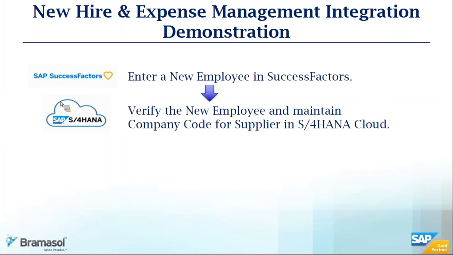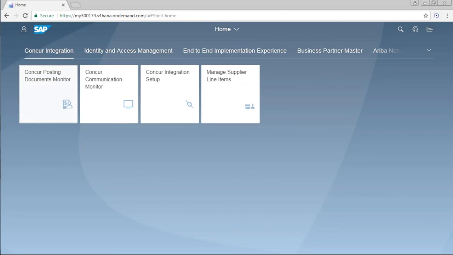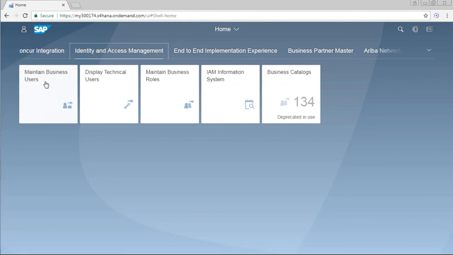Okay, so now we're going to go into the S/4HANA Cloud system, and we're going to verify that the new employee has been set up, both as a business user and a business partner. So let's go to the cloud system. So here we are. We're going to go into the Identity and Access Management group, and in here we're going to go to Maintain Business Users.